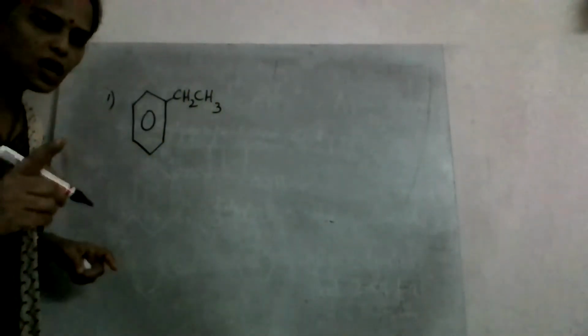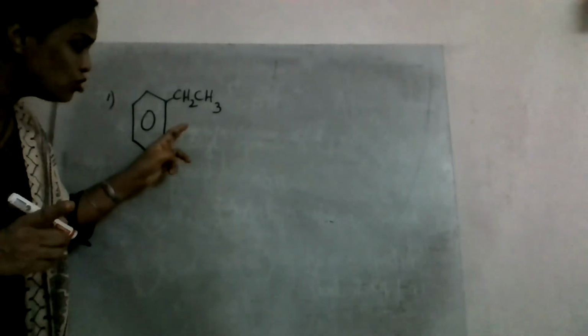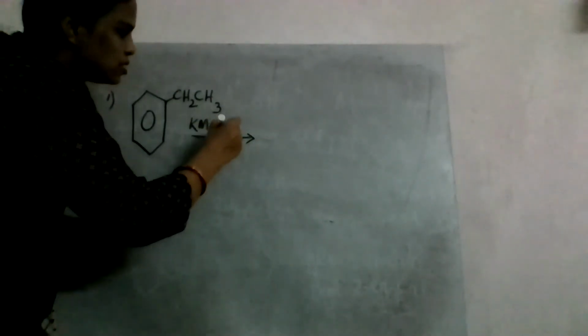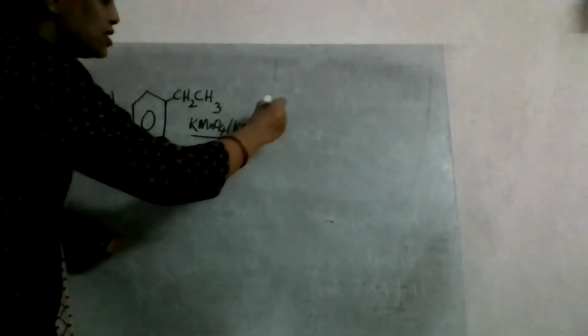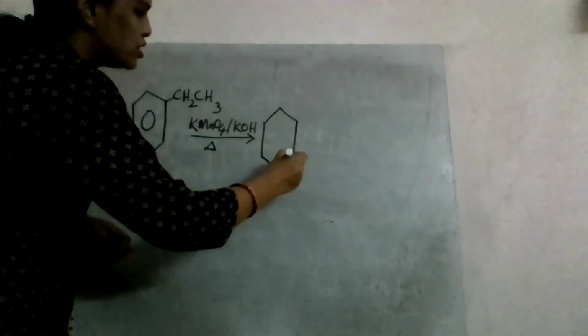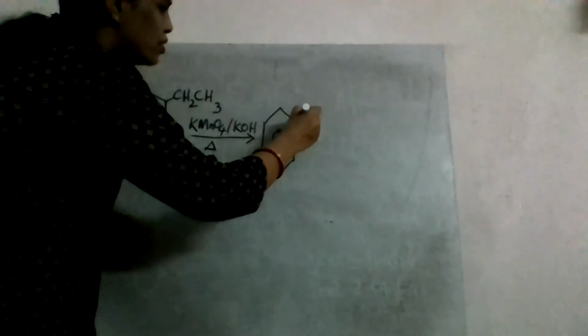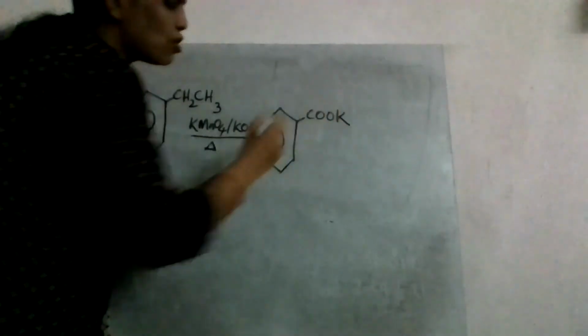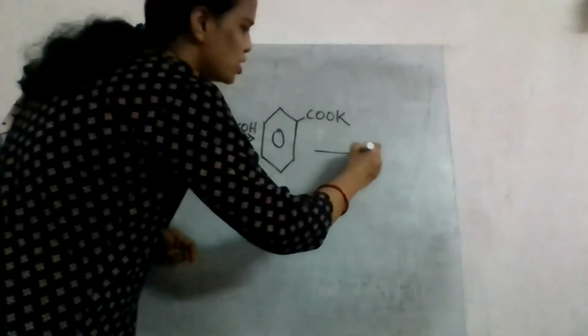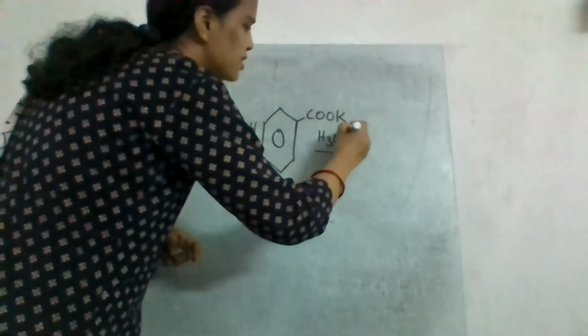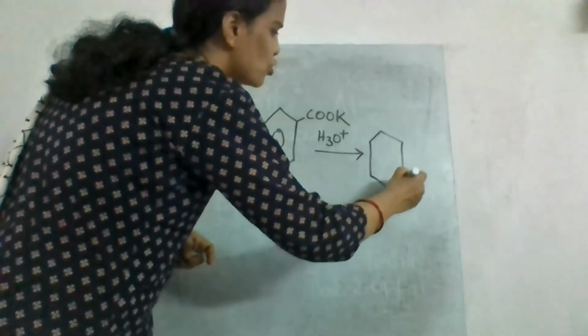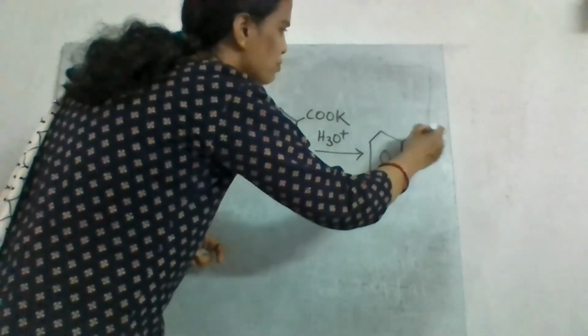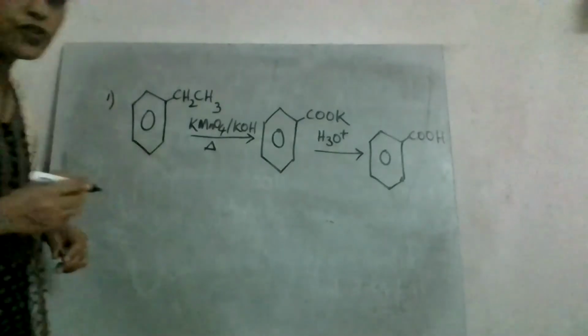So I have told you how to prepare carboxylic acid from alkyl benzene. So treat this with KMnO4 in presence of KOH. Heat it. This results in conversion of this whole group to COOK. Potassium salt of carboxylate is formed, which undergoes hydrolysis, and this results in giving you benzoic acid there. So this benzoic acid is formed. This is the first part of the question.